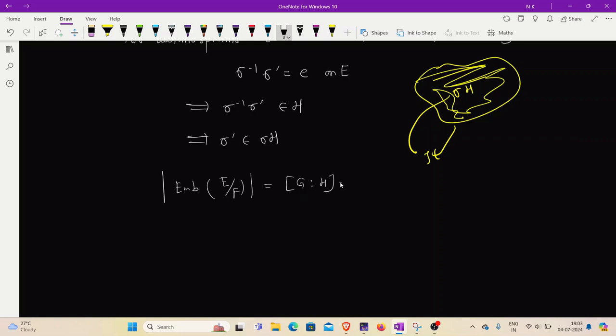Okay, but the index of H in G is already taken to be the degree of extension of E over F, right? Now under what condition is K over E Galois? K over E is Galois if and only if the set of all automorphisms of K over E has the same cardinality as the degree of extension of K over E. This is the condition for a Galois extension. And when E over F is Galois, we can replace K and E by E and F.